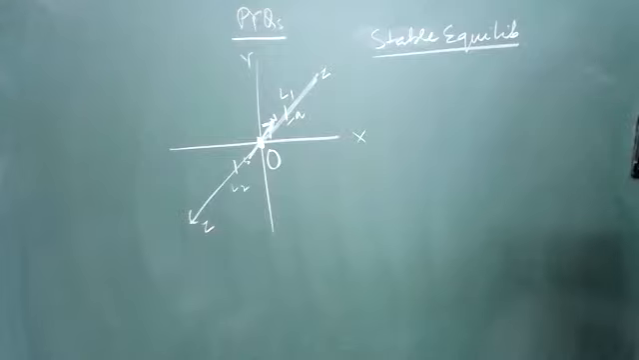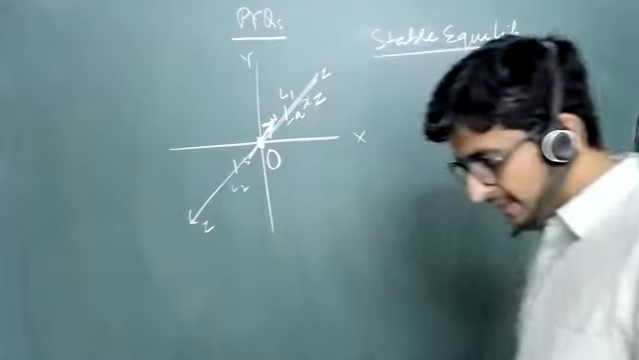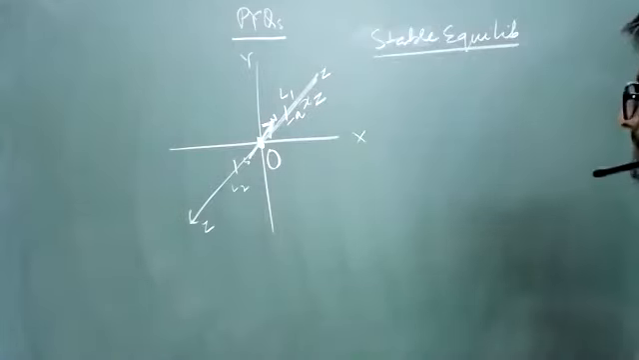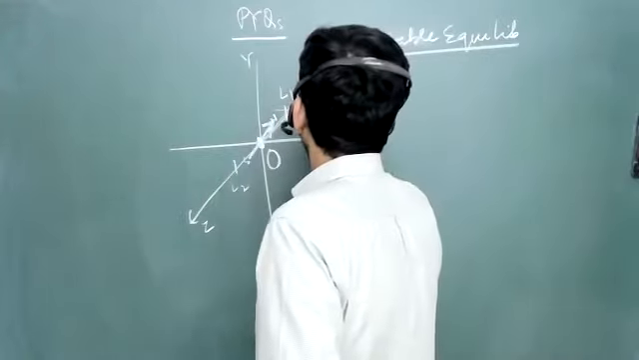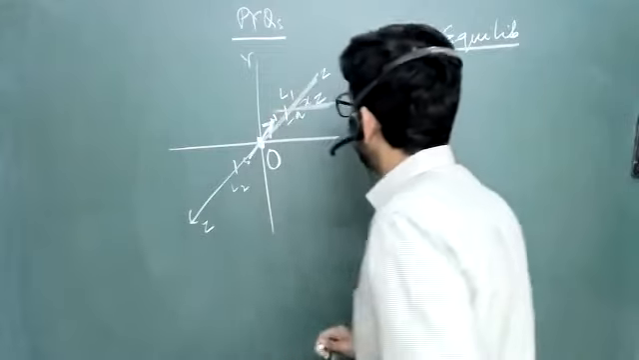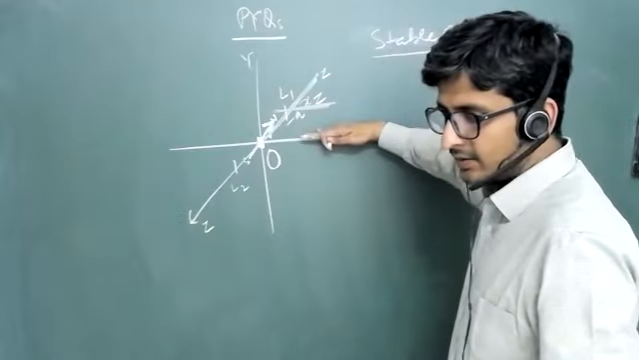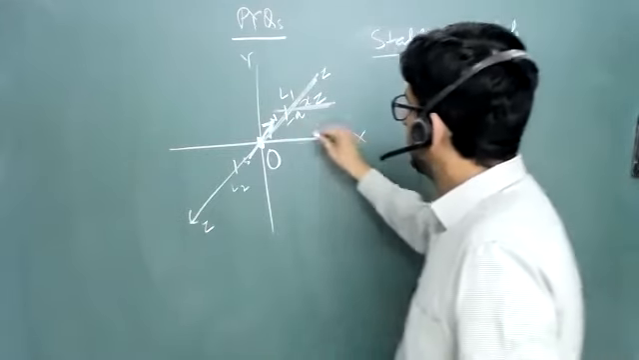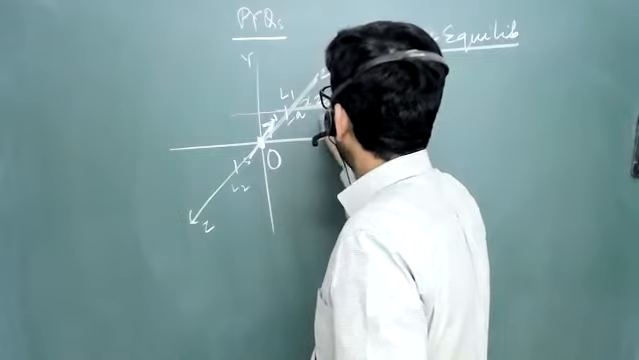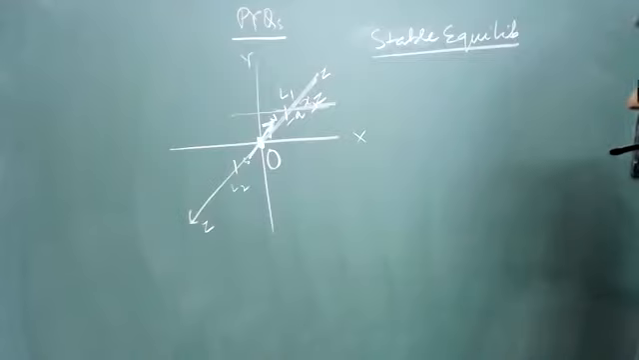The L1 wire is in the xz plane, with current flowing in the positive x direction. So it is kept something like this in the xz plane. This plane is the xz plane. So the wire is like this, with current flowing towards the x axis. Can you imagine this?